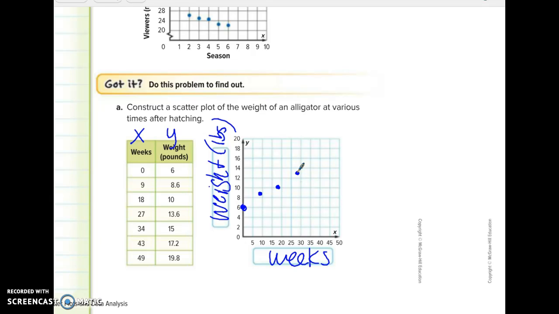Over 34, up to 15. Over 43, up to 17.2. And over to 49, up 19.5, or 19.8. Okay, so that is our scatter plot.